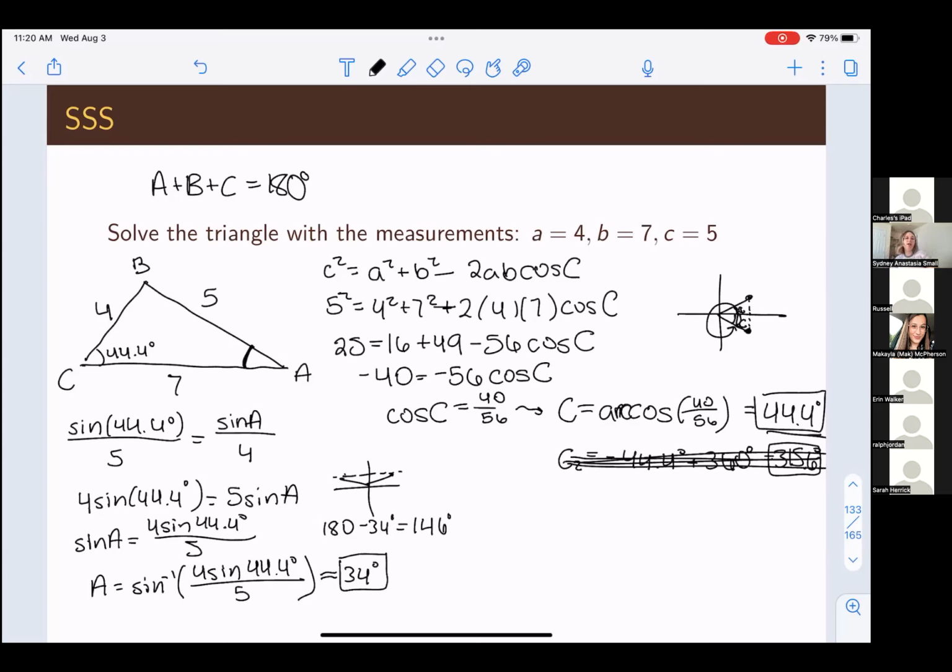Again, my drawing is not entirely to scale, but it's close enough to the point where I know that angle A does not look like that. So I know that A is going to be 34 degrees. That's just doing that check of, okay, which solution am I working with?